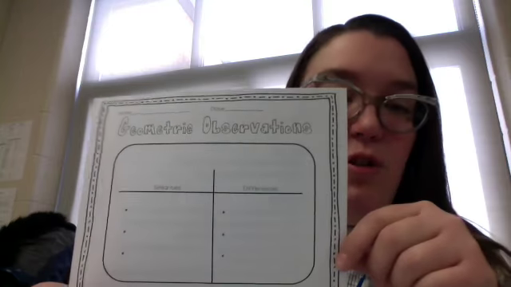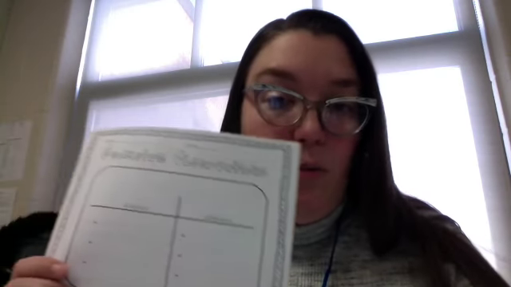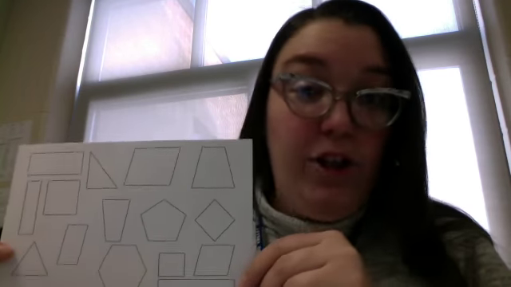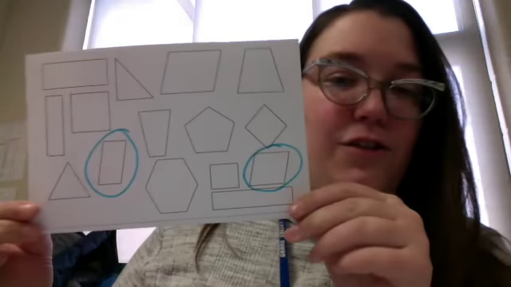But what this will be is you are going to use this chart to fill in similarities and differences between two different shapes. So you'll be using this piece of paper to pick out two polygons of your choice, and then you'll be comparing them and then contrasting, which means finding the difference. So for an example, don't use my same example, try to use a different one. I'm going to pick these two shapes that I just circled in blue.